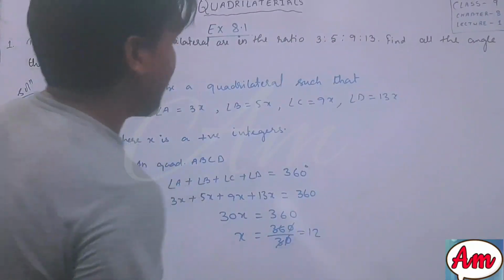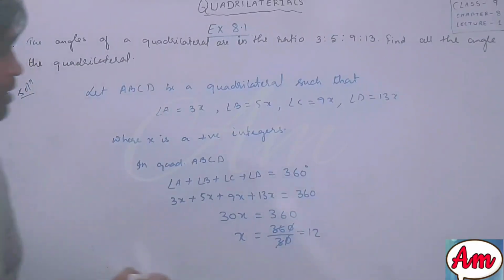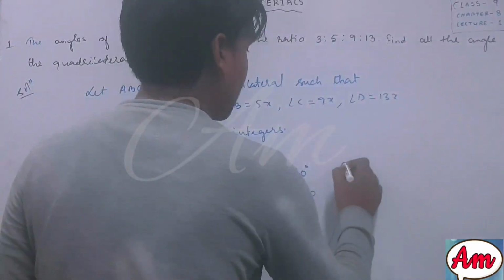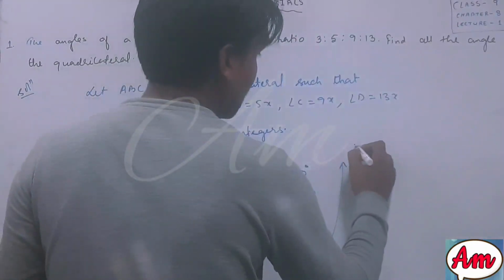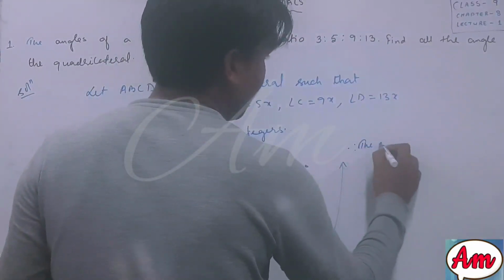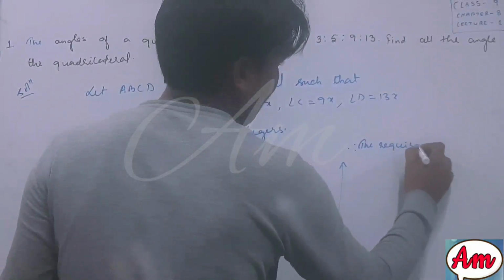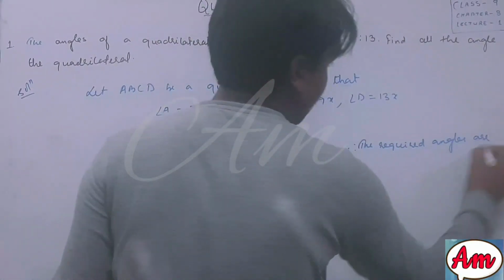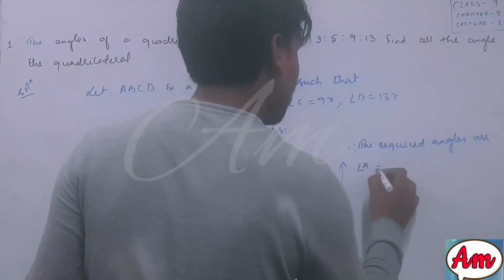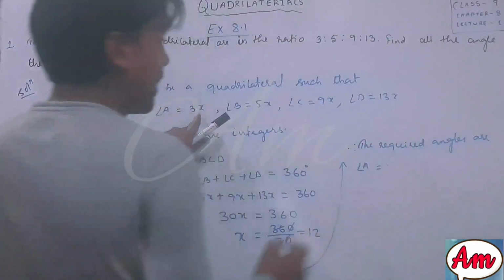In the question they are telling us to find all the angles. So what we will write here, you can take it down. Therefore the required angles are: angle A equals, how much have we assumed for angle A?